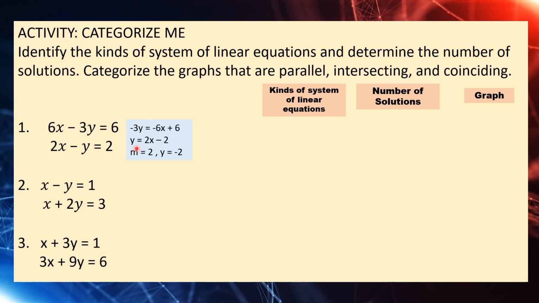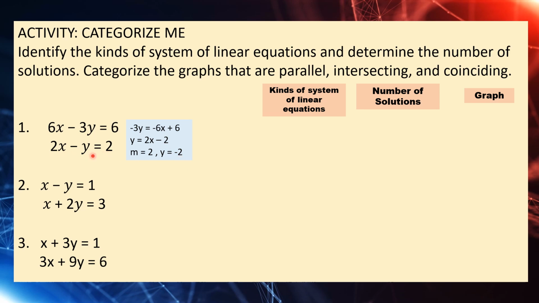So we have now y equals 2x minus 2. It is already written in y equals mx plus b. So our m now is positive 2, and our b or y-intercept is negative 2.